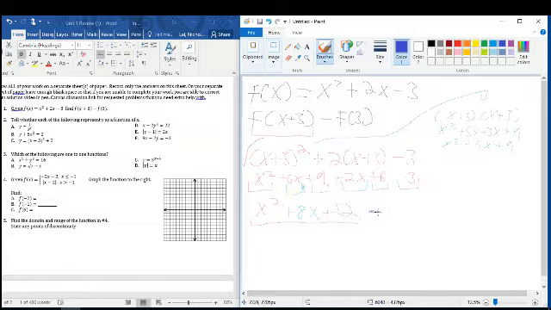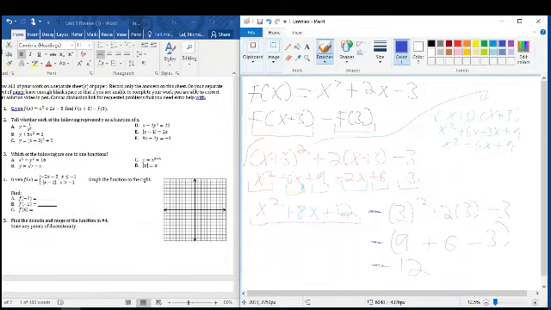Minus f of 3. So what is f of 3? F of 3 is just going to be plugging 3 in, so that's going to be 3 squared plus 2 times 3 minus 3. So 3 squared is 9, plus 6, minus 3. So it's going to be minus 12.